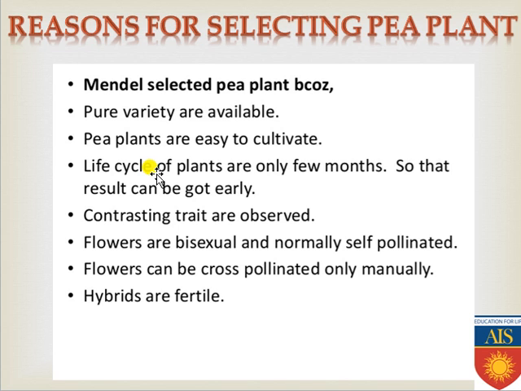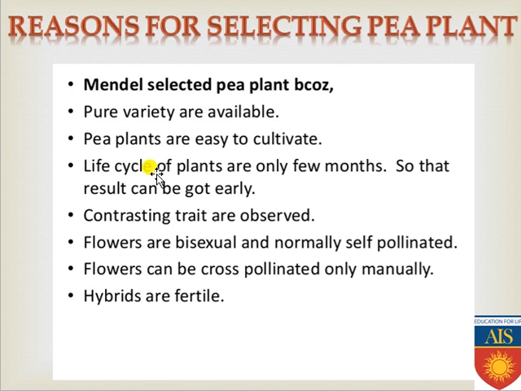Keep it in your mind, the flowers are bisexual, so obviously they can perform self-pollination as well as cross-pollination. But here, when Mendel did the experiment, he performed self-pollination. So the flowers being bisexual was obviously an advantage for this experiment. And the second thing is that the flowers can be cross-pollinated manually. Naturally it also happens, but manually it can also be done.